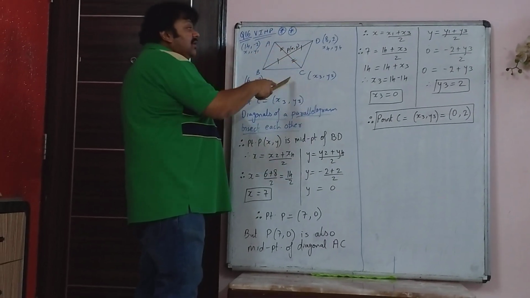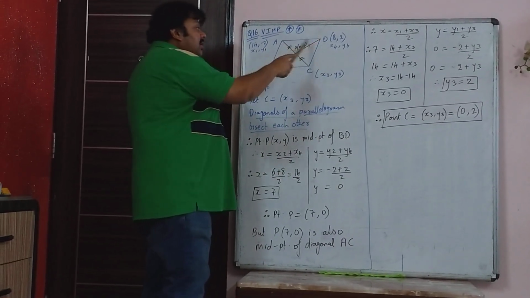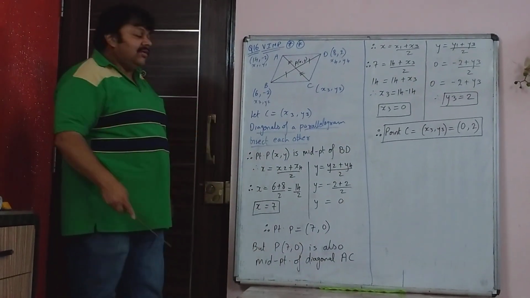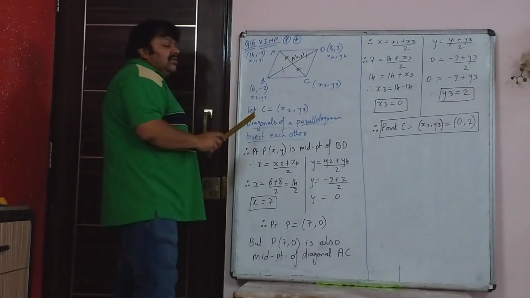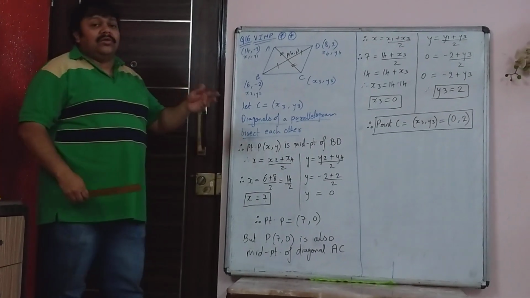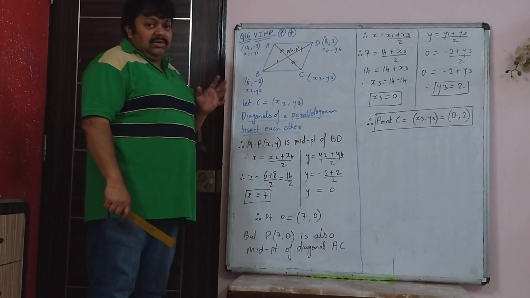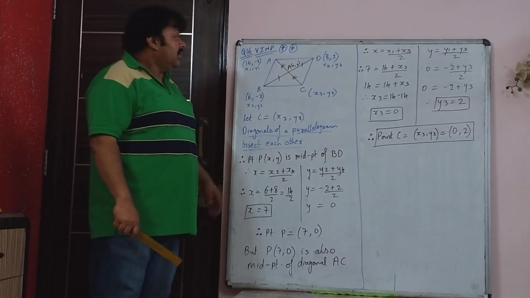So you can name it A, B, C and D like this, but it should be in sequence: A, B, C, D, but it can't be A, B, D, C. Now, the simplest method of doing it: don't try to do it with opposite sides being equal. It is very lengthy and you won't land up with answers there.